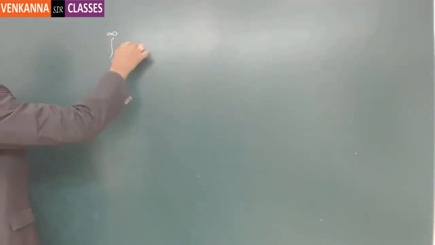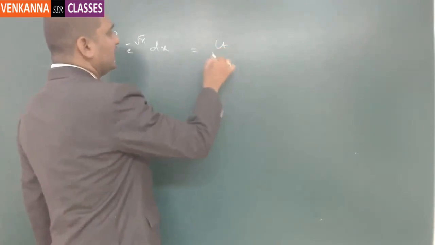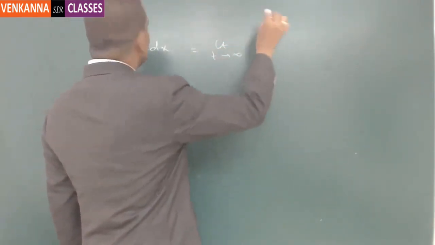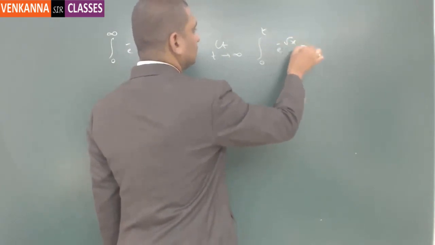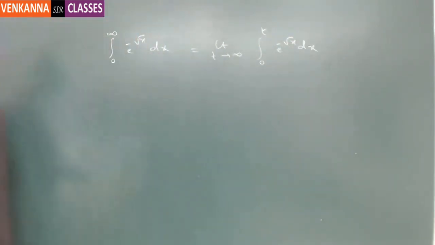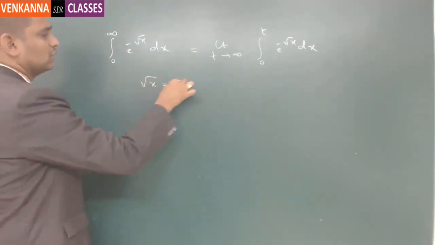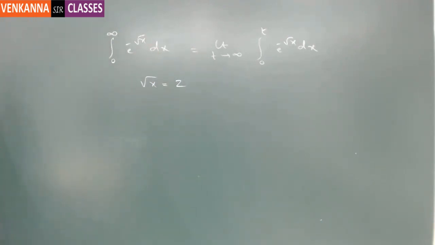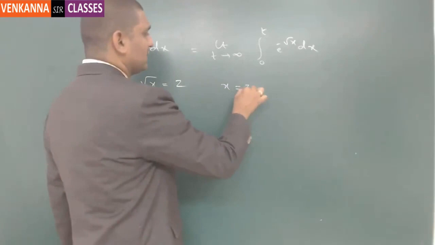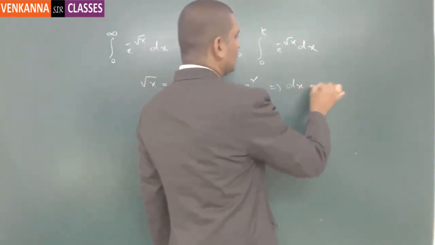So the other question is integral 0 to infinity e power minus root x dx. That was the problem. So we write it as limit t tends to infinity, integral 0 to t. Now we are going to do the necessary substitution. So you take root x equals z, so it is nothing but x equals z square, so dx is equal to 2z dz.